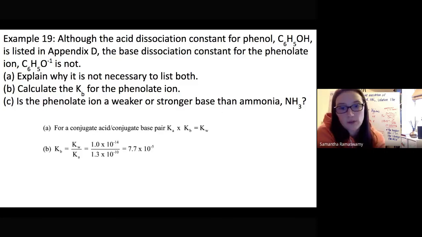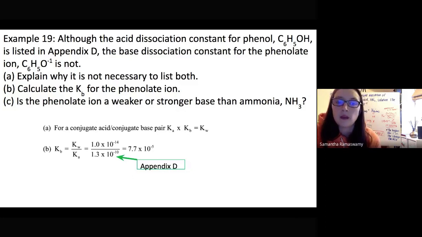So if we want to solve for Kb, we manipulate the equation. Kb is Kw over Ka. We assume Kw is always 1 times 10 to the negative 14th. We assume we're at 25 degrees Celsius. So if we do Kw, 1 times 10 to the negative 14th, divided by our value of Ka, and again, this value of Ka came right out of Appendix D. When we divide the two, our Kb value is 7.7 times 10 to the negative 5th.